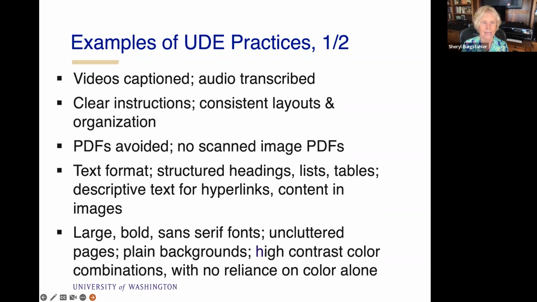Keep it short though. And then make sure that you use large, bold sans serif fonts, uncluttered pages, plain backgrounds, high contrast color combinations, and no reliance on color alone. So you can use color, but don't rely on it, because someone in your course might be colorblind. If you're asking them to make a choice between one button and another, don't make them both round and one green and one red. Make one round and one square, and green and red. And so you can say, hit the green square button if you want to choose this. So you don't have to deal with it.